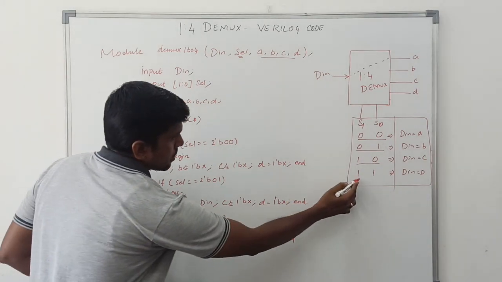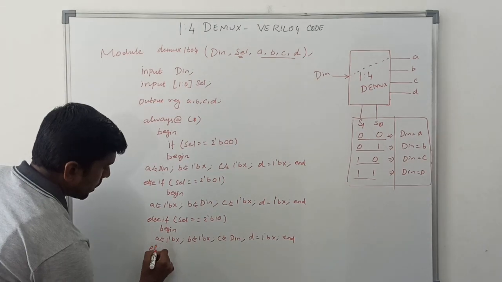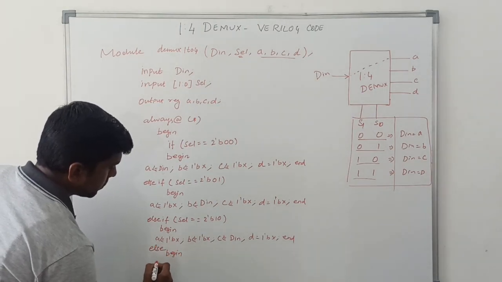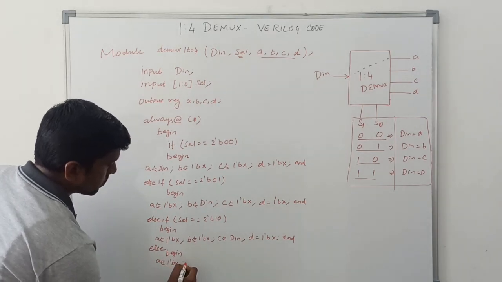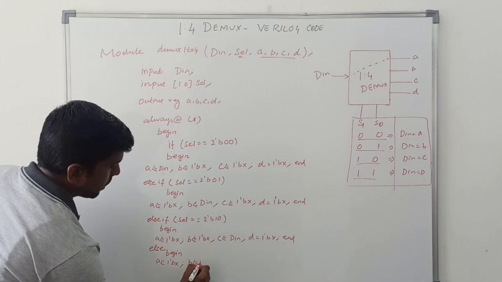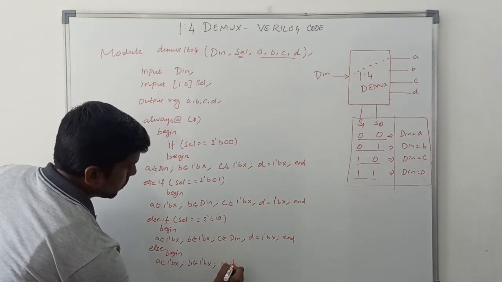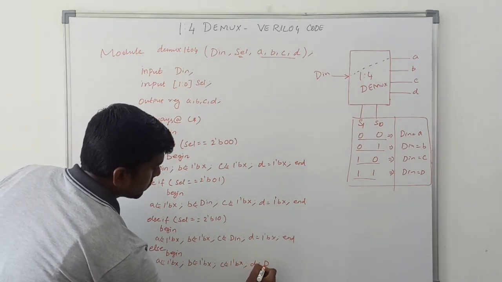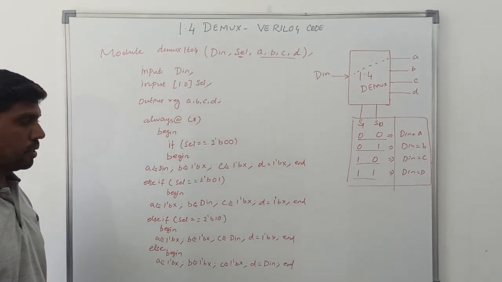So the last case, both the selection line values are 1 1. So else, begin. A 1'bx, don't care. B value 1'bx, don't care. C value 1'bx, don't care. D equal to D in, then end.